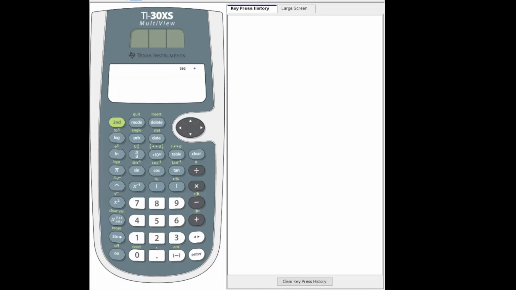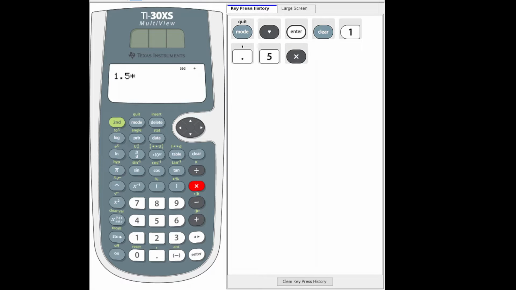Today we are going to look at how to enter scientific notation into a scientific calculator. First, let's go to Mode, and we're going to make sure we are in normal mode. Now that we're in normal mode, let's try entering a number. 1.5 times 10 to the power of 7. Notice how this gives us our answer in standard form.